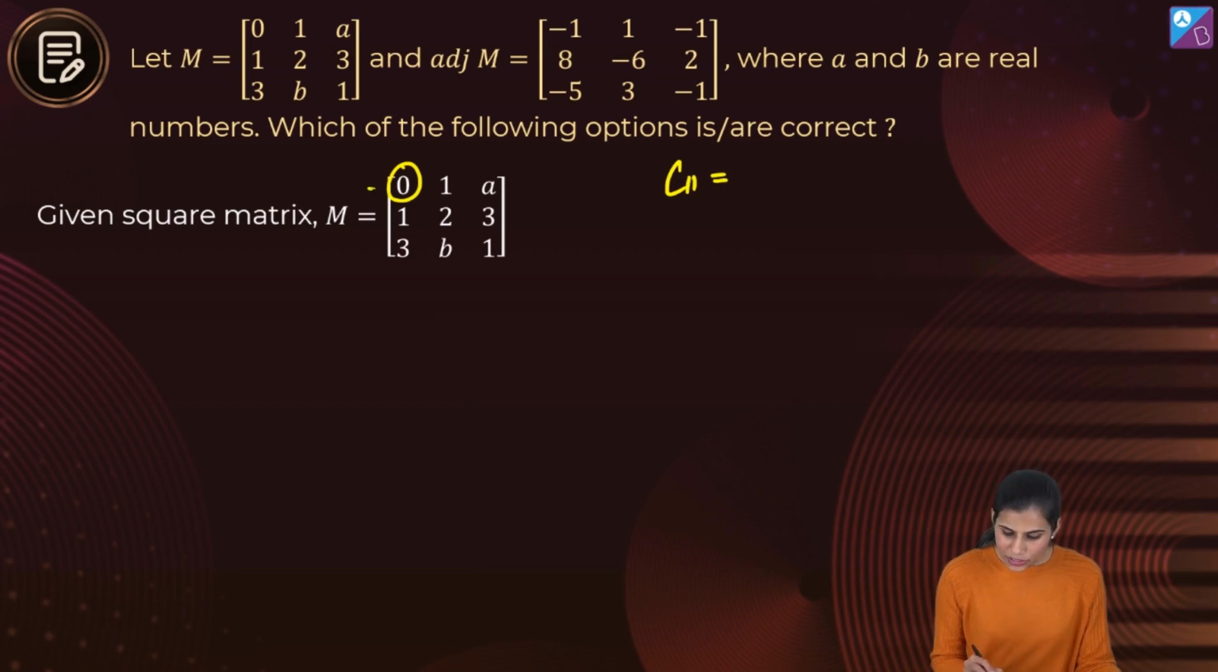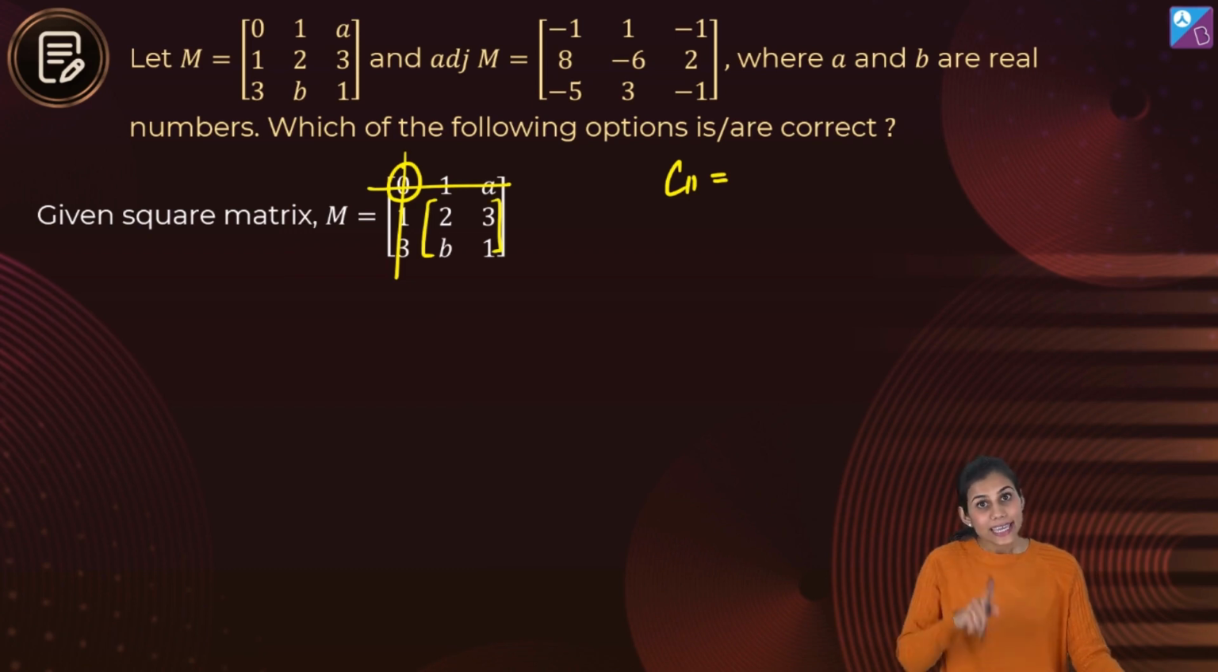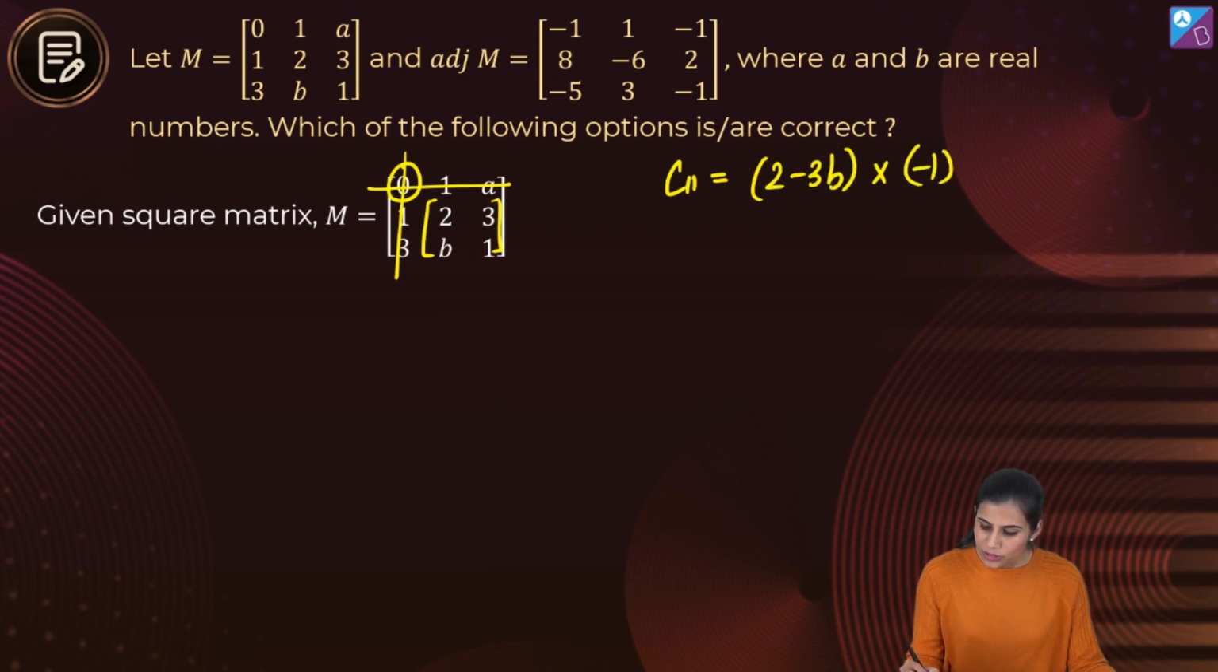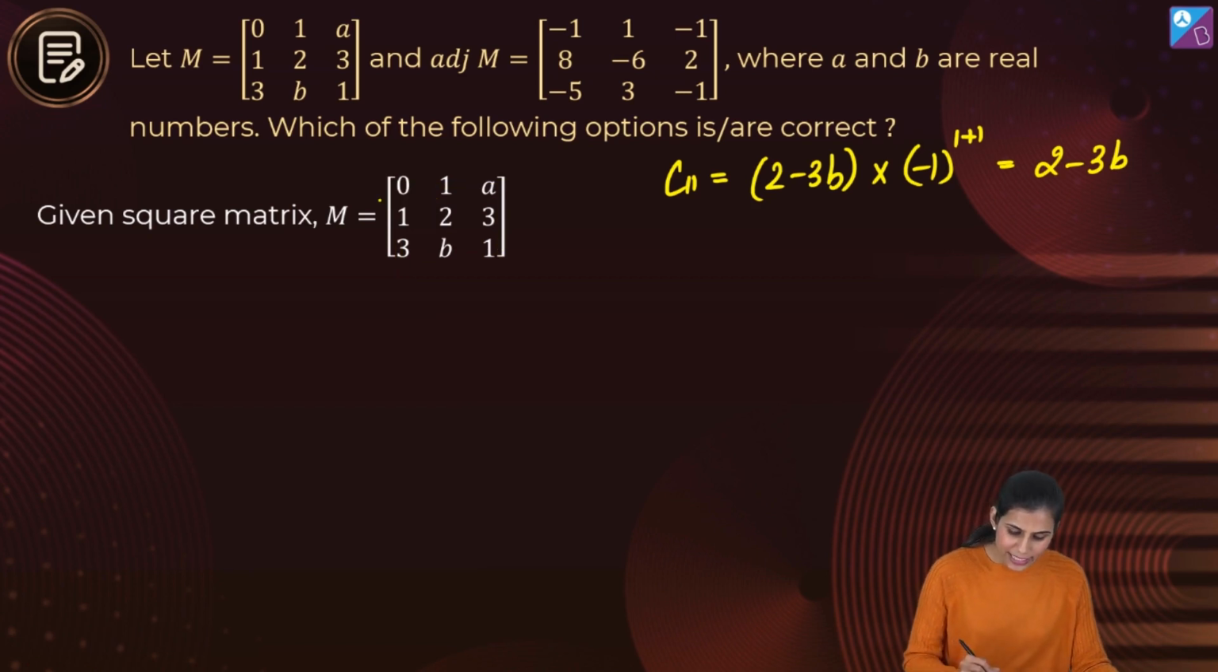Well, for that, I will strike off the first row, strike off the first column. That will leave me with a 2 cross 2 square matrix. Its determinant will be 2 minus 3b. I will multiply this with minus 1 to the power 1 plus 1, thereby implying that 2 minus 3b is the cofactor of the 1/1th element. So I will replace 0 with 2 minus 3b.